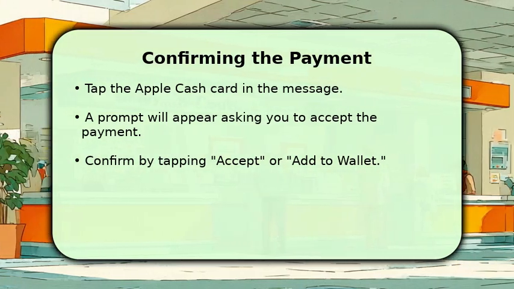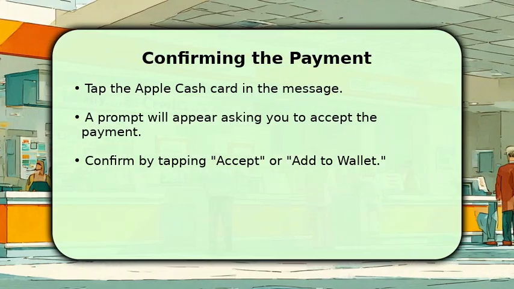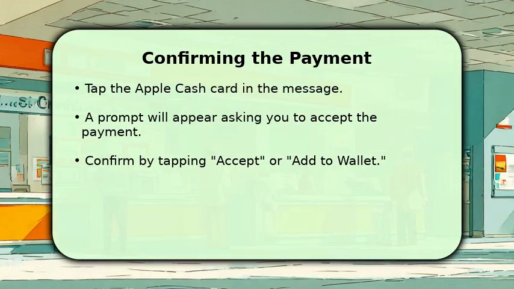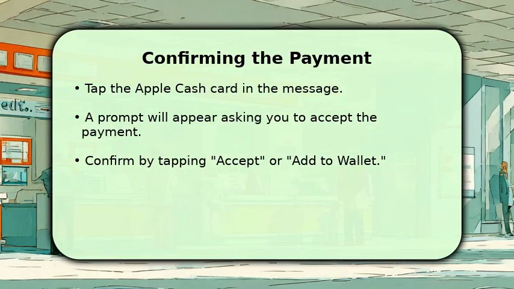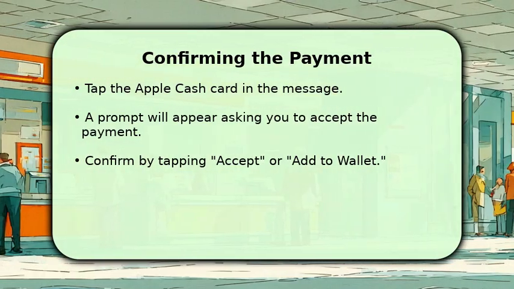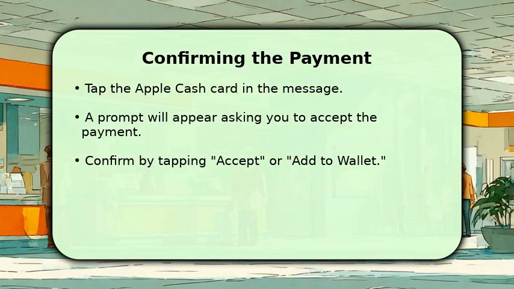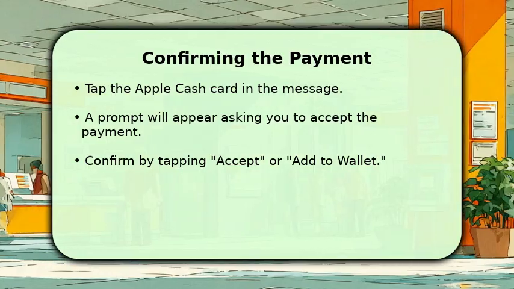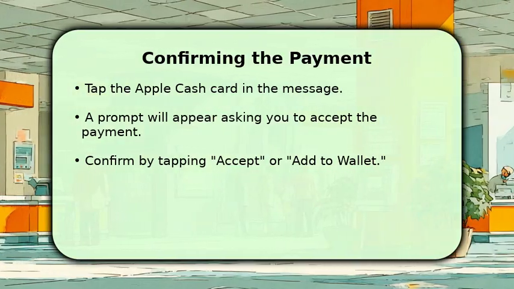Once you tap the Apple Cash card in your message, a prompt will appear on your screen. This prompt will ask you to confirm that you wish to accept the payment. To proceed, simply tap the Accept button or the Add to Wallet option. This action immediately adds the funds to your Apple Cash balance, making them available for your use. It's a quick and secure way to receive money from friends and family.